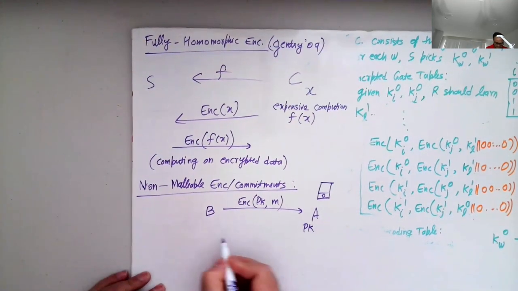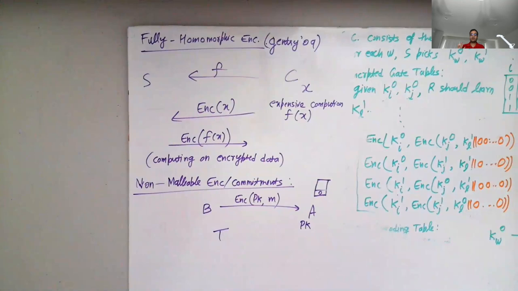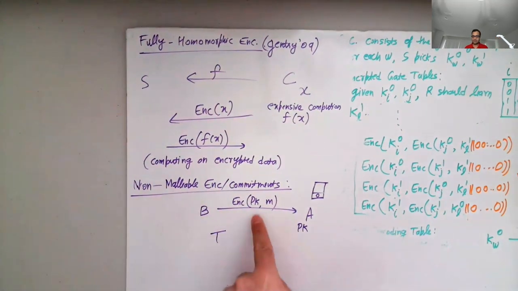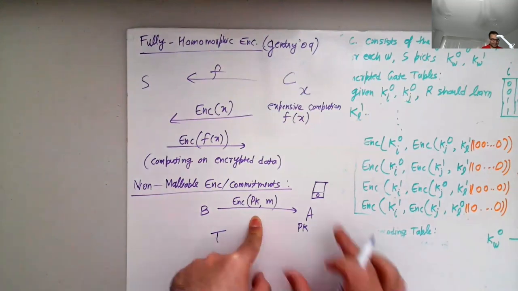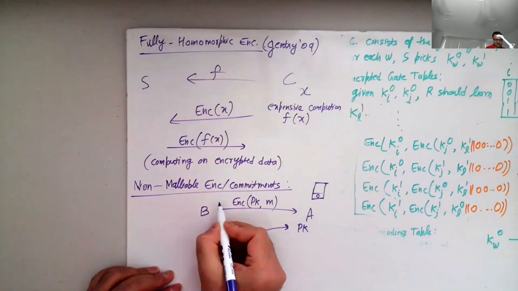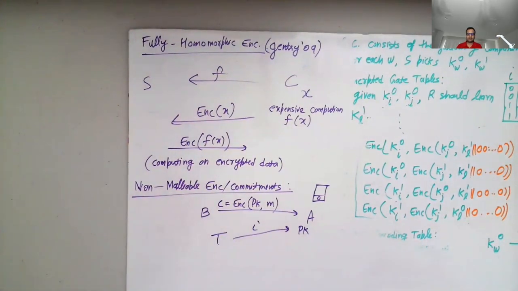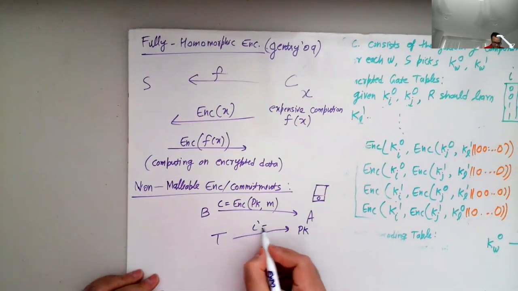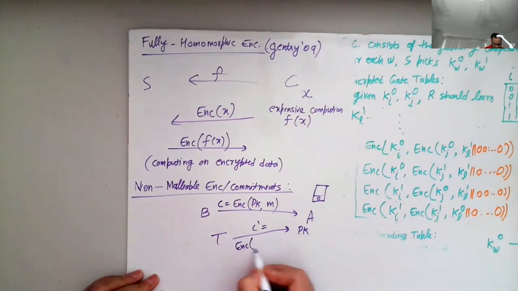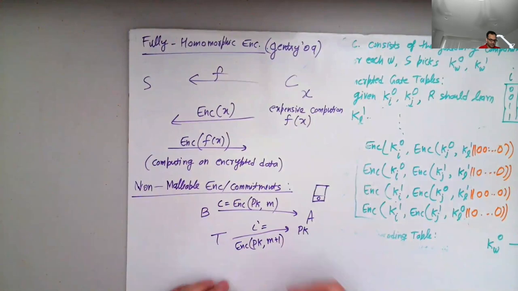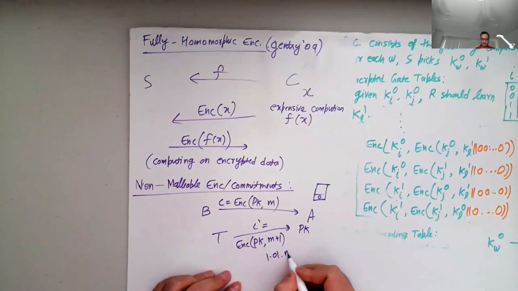And then we have this adversary, Trudy. Trudy wants to bid just a little bit more than Bob and win the auction. So Trudy, of course, cannot decrypt this message. Trudy doesn't have the secret key, only Alice does. But maybe Trudy can take this ciphertext and then do some kind of computation on this ciphertext and then prepare another ciphertext C prime, which is exactly an encryption of maybe M plus one, right? Or maybe 1.01 times M.